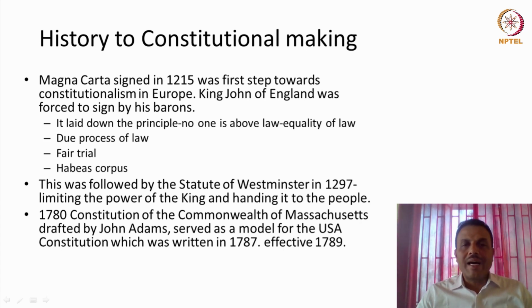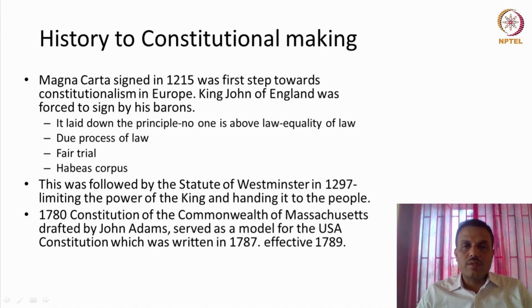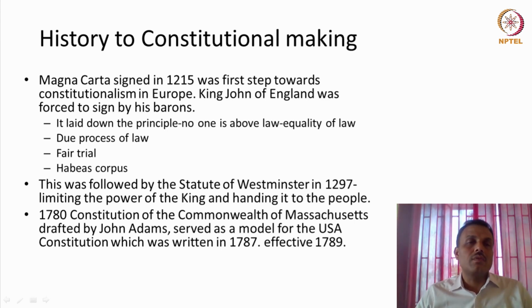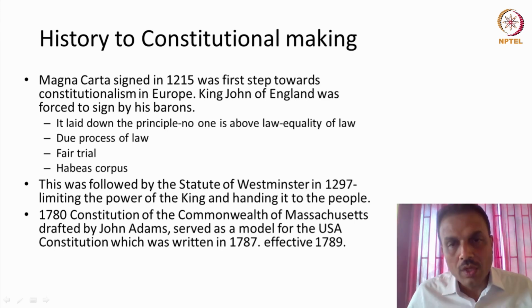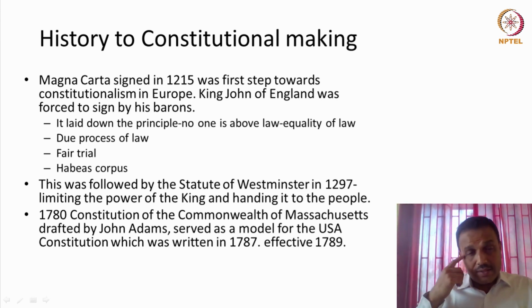So if one looks at the history of constitution making, one would date it back to 1215, when a document called the Magna Carta was signed as the first step towards looking at some form of constitutionalism in Europe. Magna Carta is probably one of the first human rights documents where citizens demand rights and insist on duties from the state or the crown. King John of England was forced to sign this by his barons.